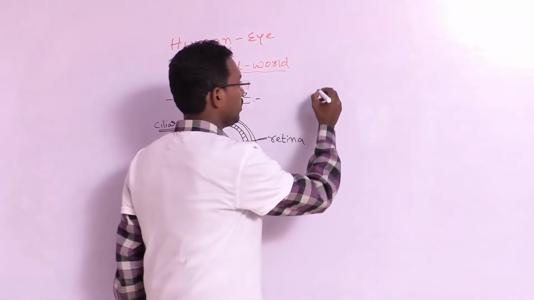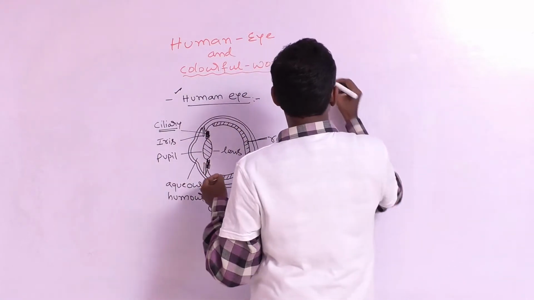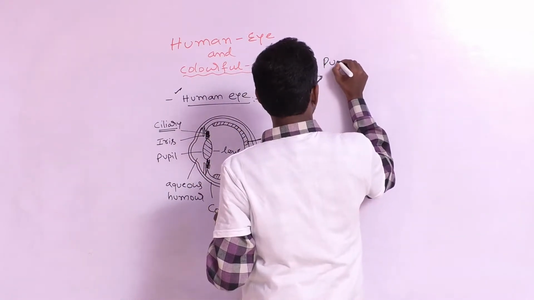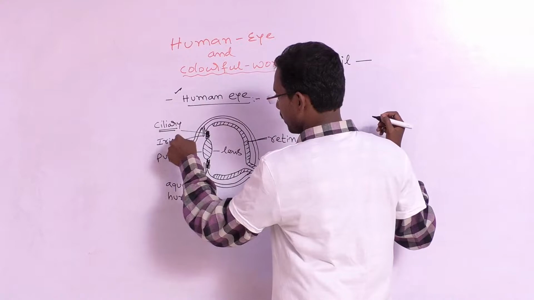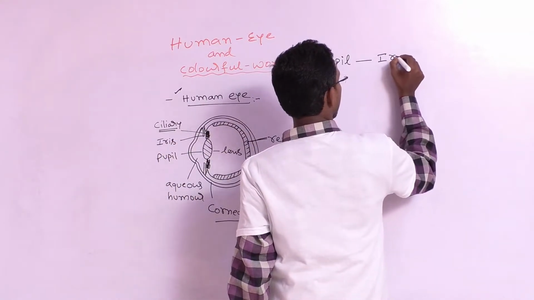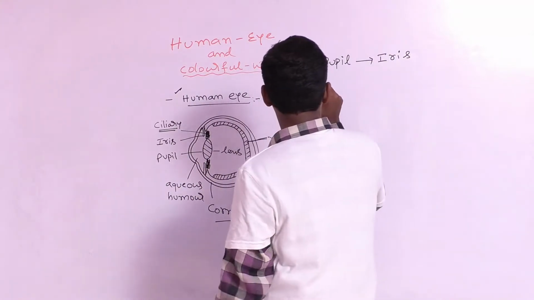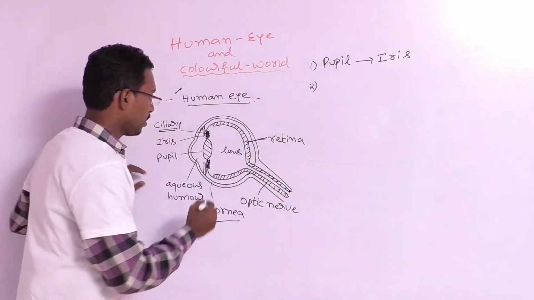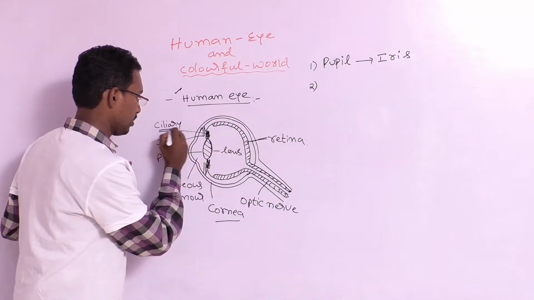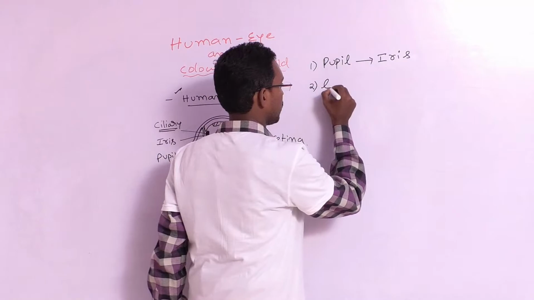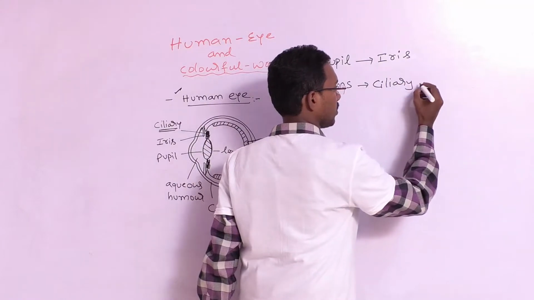The pupil is actually the black portion of our human eye. The pupil is controlled by the iris, the diaphragm, or the iris controls the pupil. So this one is the first part. The next one is the lens. The lens is controlled by the ciliary muscles.